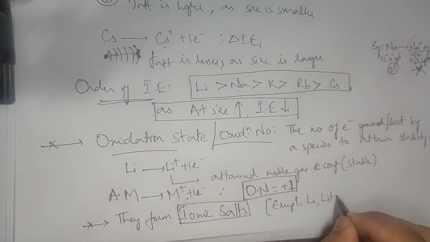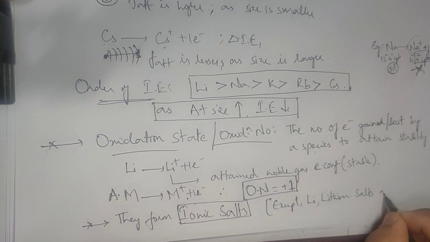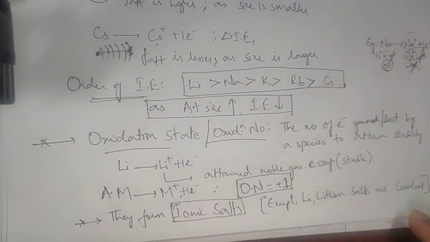So lithium salts are mostly covalent in nature. Now why this exception? They are covalent in nature. Let's understand what could be the reason. Actually, in the chemical bonding chapter, you will study a rule called Fajan's rule. In that rule, you will get a clear picture of this. So let me introduce it. Of course, a detailed study you will do in Fajan's rule in the chemical bonding chapter.